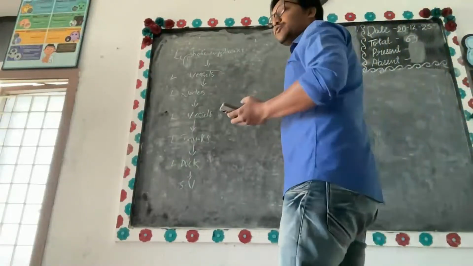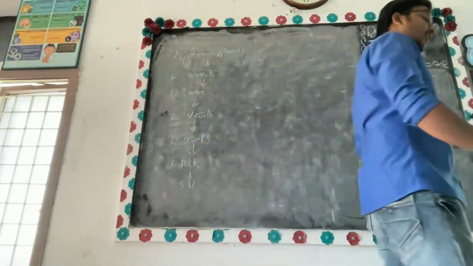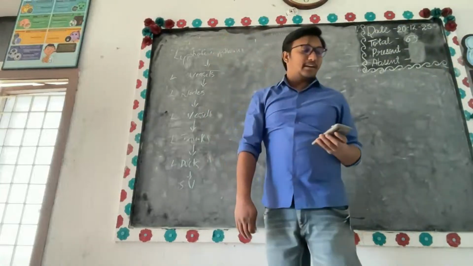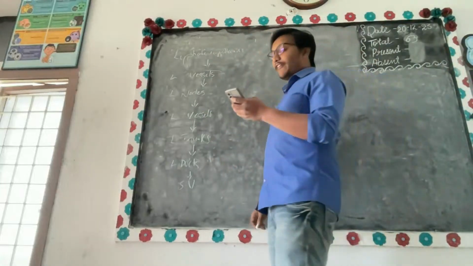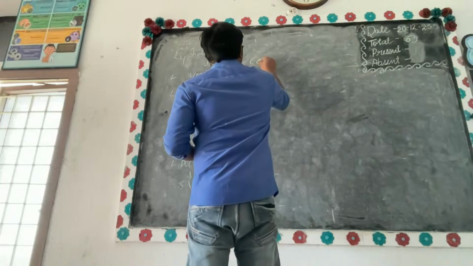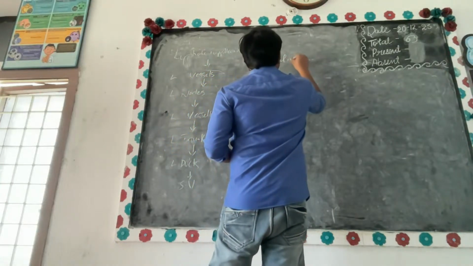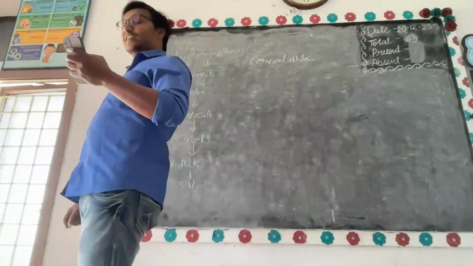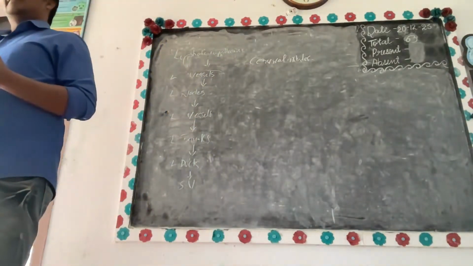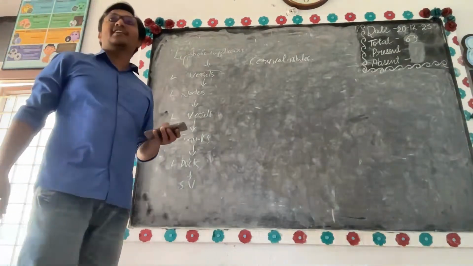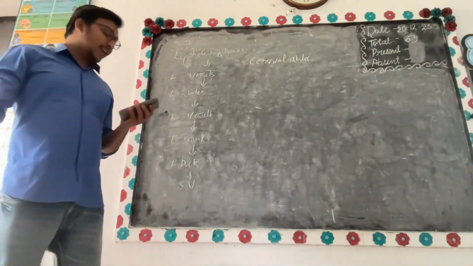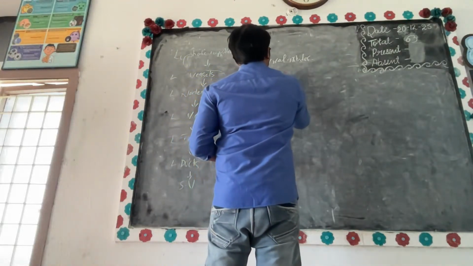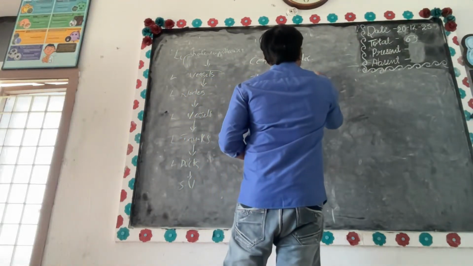Now, how many types of lymph nodes are present? I am starting from head to down. So the first one is cervical nodes. Cervical nodes are present near the head and neck. Second, I have thoracic cavity nodes.